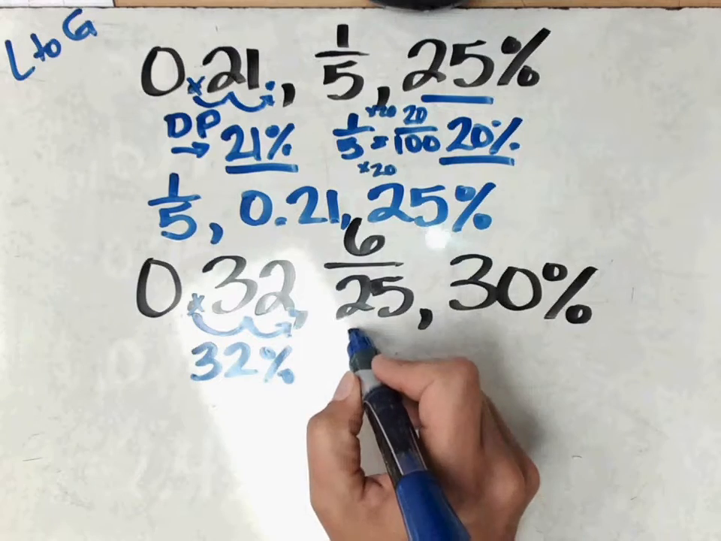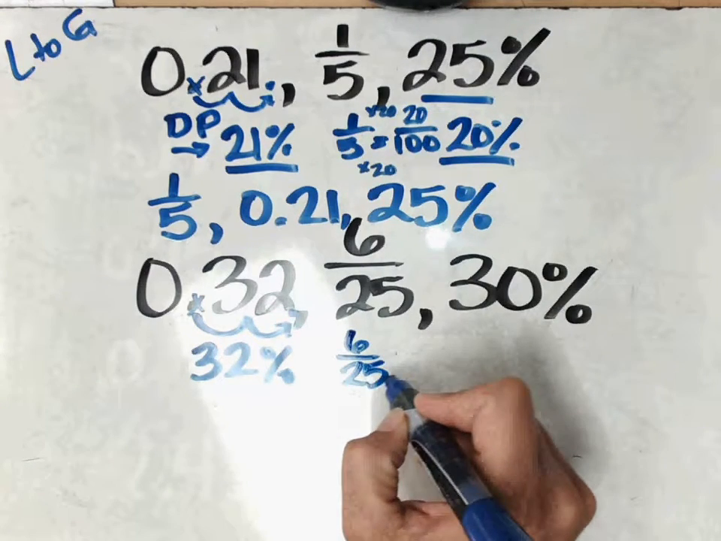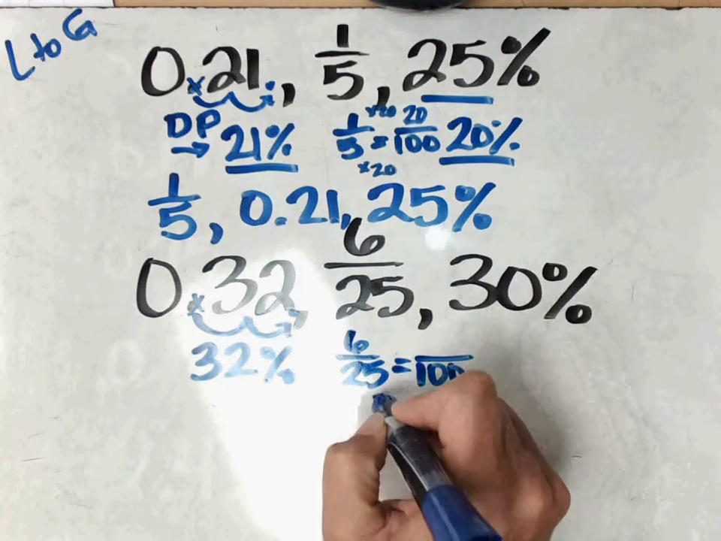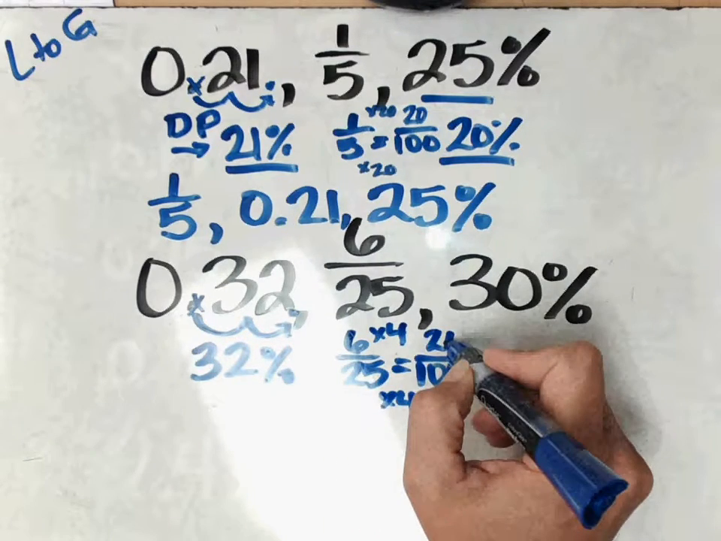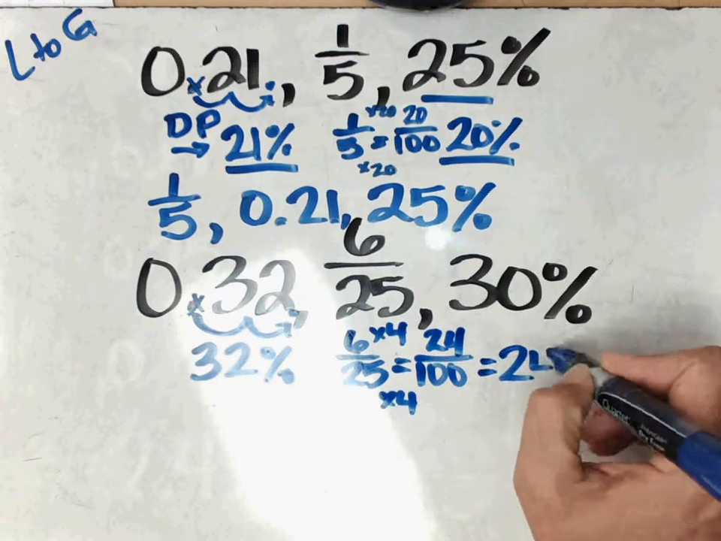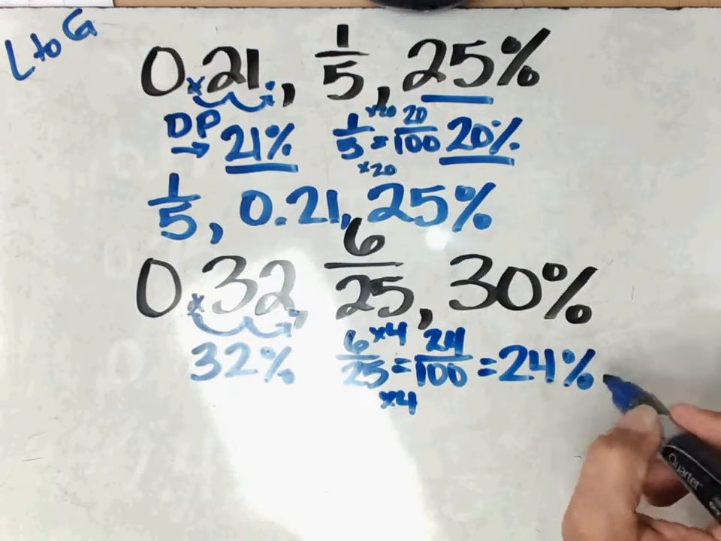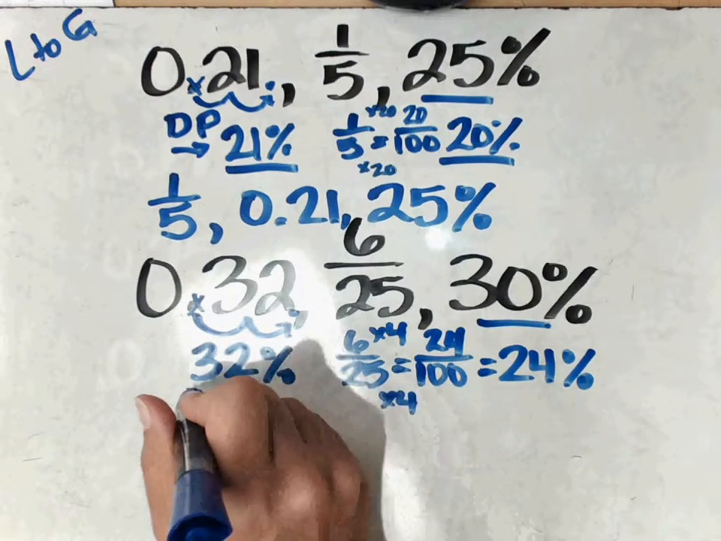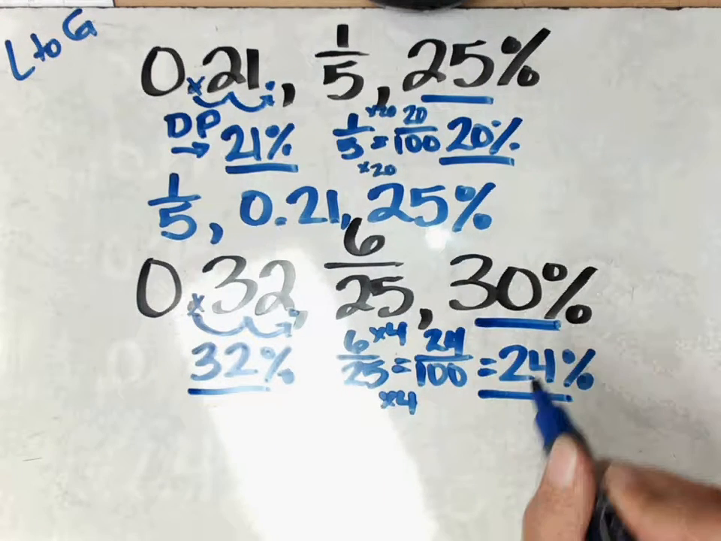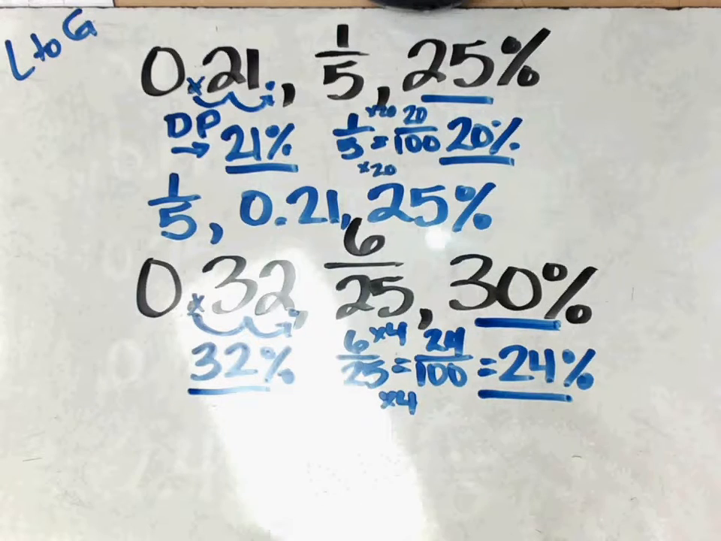6 25ths, I can easily change 25ths to hundredths since percents are out of 100, because 25 times 4 is 100. 6 times 4 is 24. So that would be equivalent to 24%. And then, of course, my final number was already a percent. It was 30%. So I have 32%, 24%, and 30%.